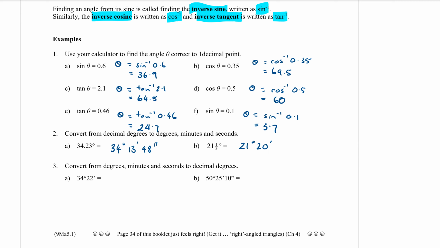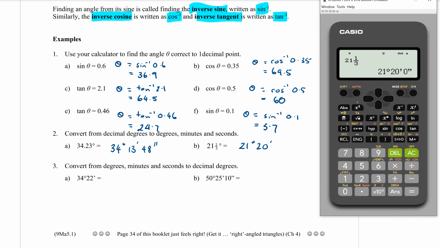Question three is going in the opposite direction. I'm giving you something in degrees, minutes, and seconds, and you need to turn it back into a decimal. So we use our bubble button. We go 34, push the button, 22, push the button again, and then just press equals. Now, to get it to give you a decimal, you'll press your SD button twice, and that's 34.4 if we do one decimal place.